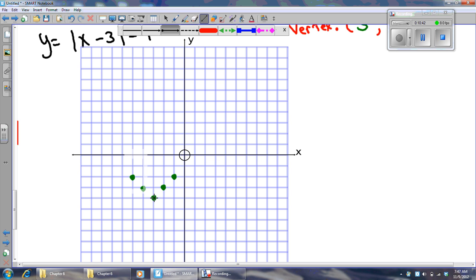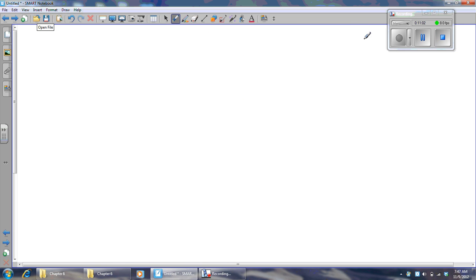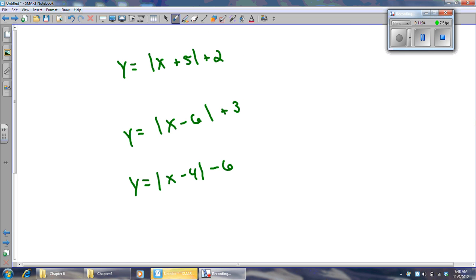All right. And there we go. It's as simple as that. So to find the vertex, let's just do a quick one here. I got another minute. Hold on. Look at these 3 examples here. We'll call them A, B, and C. Do you think you could tell me the vertex of each equation?